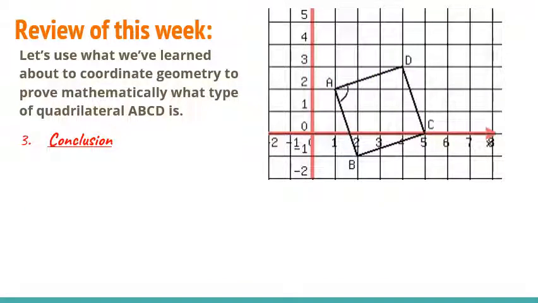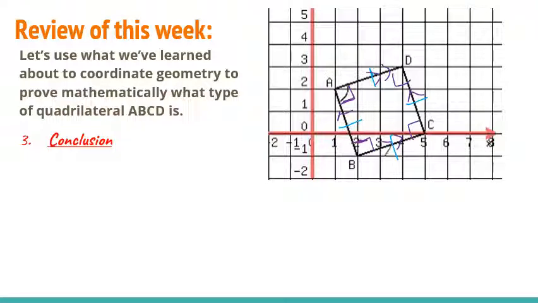Okay, that got a little messy, so here's a fresh copy, and we can really think about a conclusion of what we saw. In part 1, we showed that all the sides were congruent. In part 2, we showed that the slopes were opposite reciprocals of each other. So that means the opposite sides are parallel and that they intersect at 90 degrees.